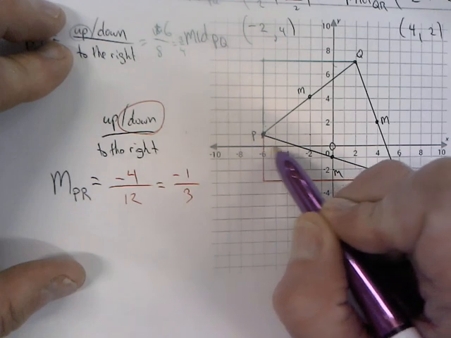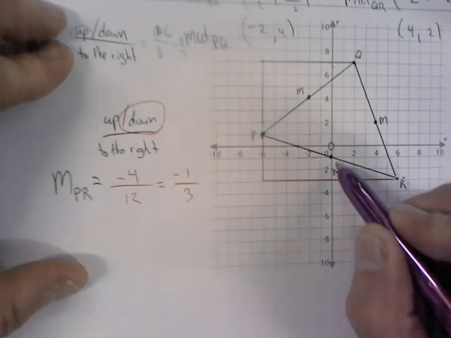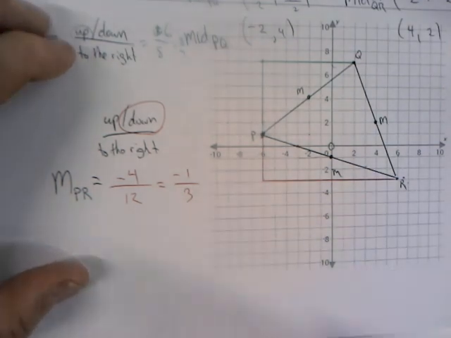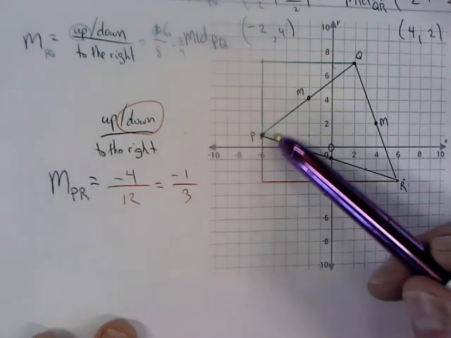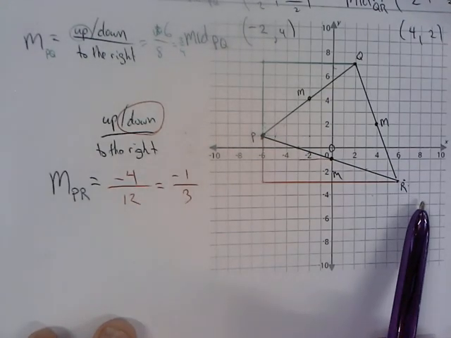If I go down 1 and over 3, I'm back on the line. Down 1 over 3, back on the line. Down 1 over 3, where am I? Back on the line, okay? That's how we find the gradient. Up to the right, positive gradient. Down to the right, what is it?